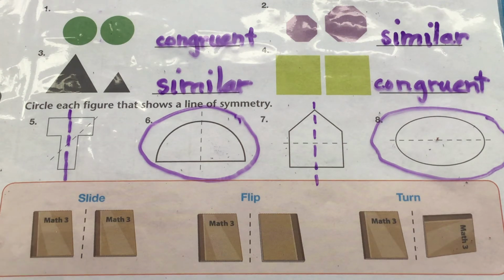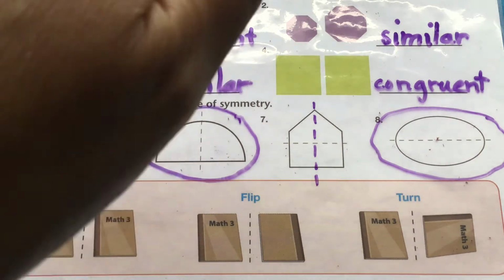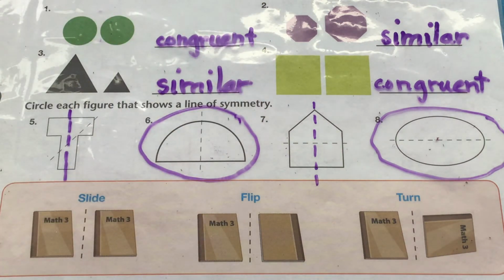A slide is exactly that. It's moving an object from one position to another. You notice that they use a math book, and you can see the front of the math book, and the orientation doesn't change. It's not being turned at all. They're sliding it either up or down or right or left. That is called a slide. You're just taking it and sliding it, moving it. You don't pick it up.